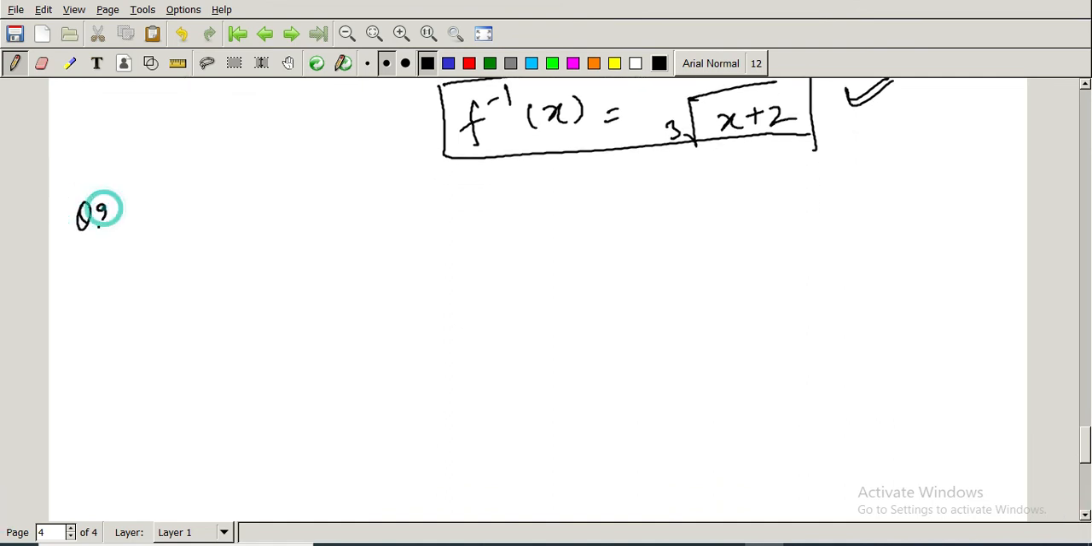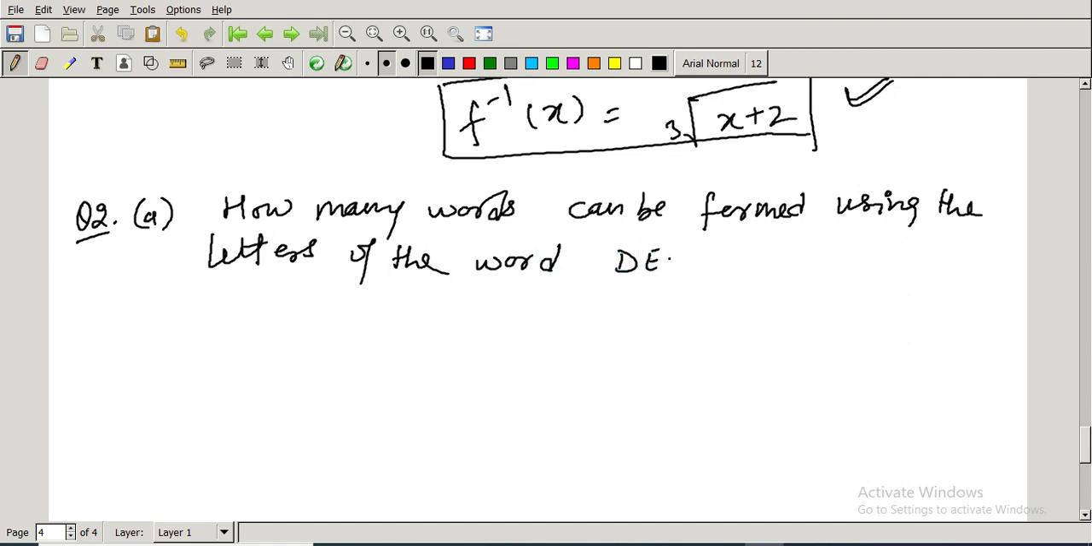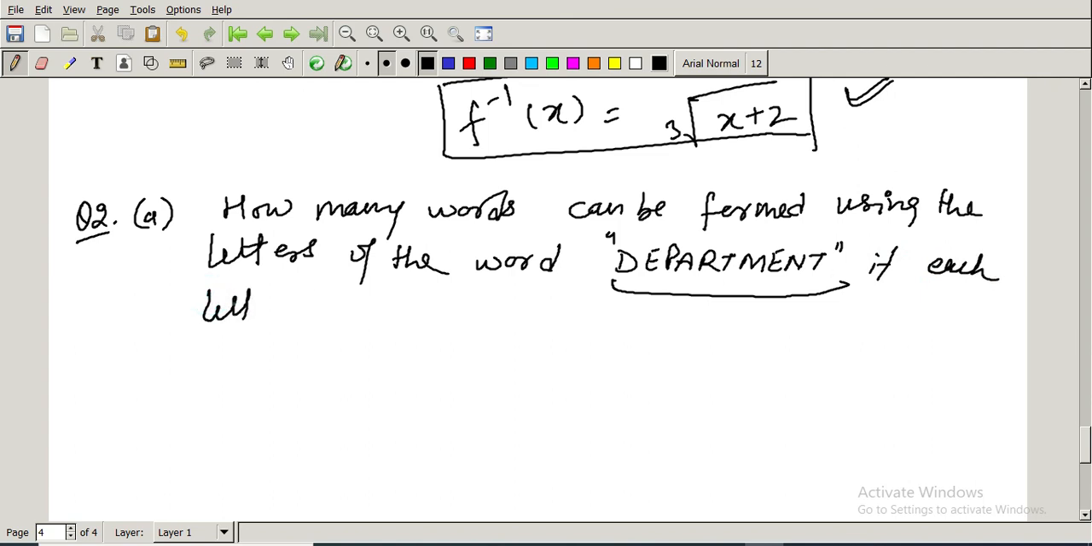Okay, and move to another question. Question number 2a: how many words can be formed using the letters of the word "department", if each letter must be used at once?